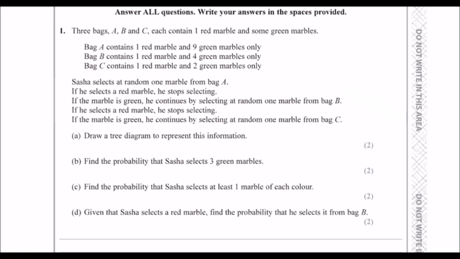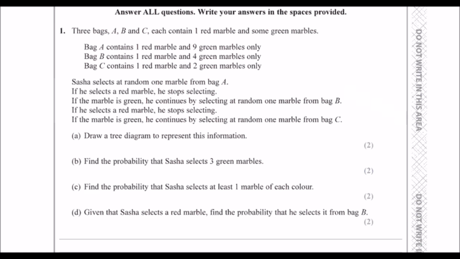Question 1. 3 bags A, B and C each contain 1 red marble and some green marbles. Bag A contains 1 red and 9 green. Bag B, 1 red, 4 green. And bag C, 1 red, 2 green.